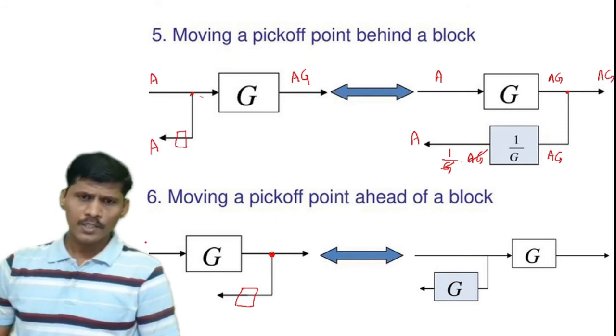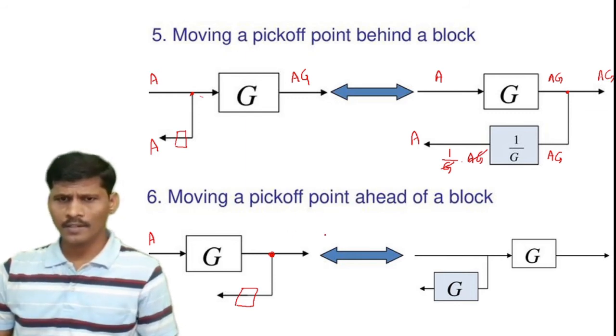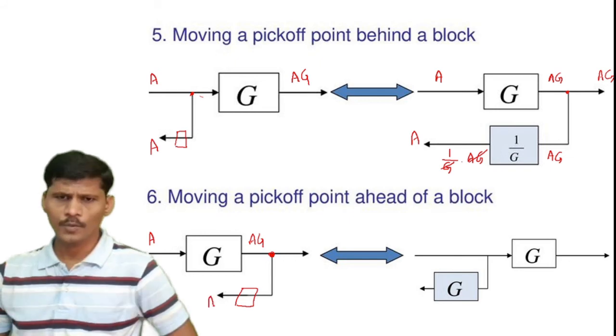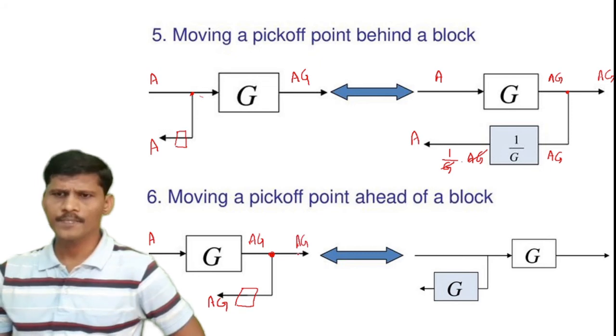And the input of this block is capital A. This A is passing through the block, and the output of the block is AG. The output of the block is A into G, and this output is also AG, and this is also AG.